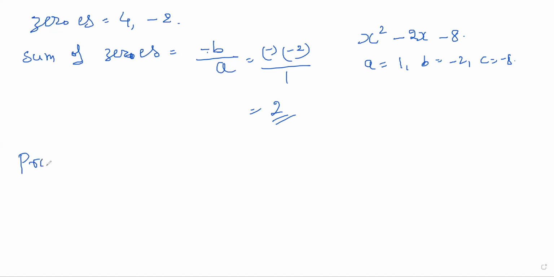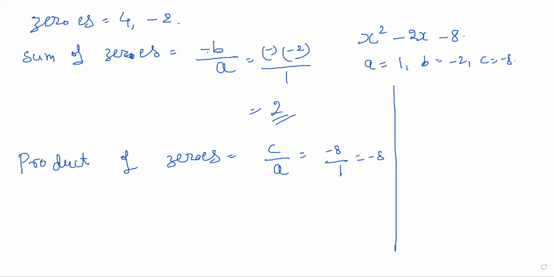Product of zeros is equal to, what is the relation? C by a. What is c here? Minus 8. What is a? 1. That is equal to minus 8. Now, already we have found the zeros. So for the sum of the zeros, 4 and minus 2 are the zeros.